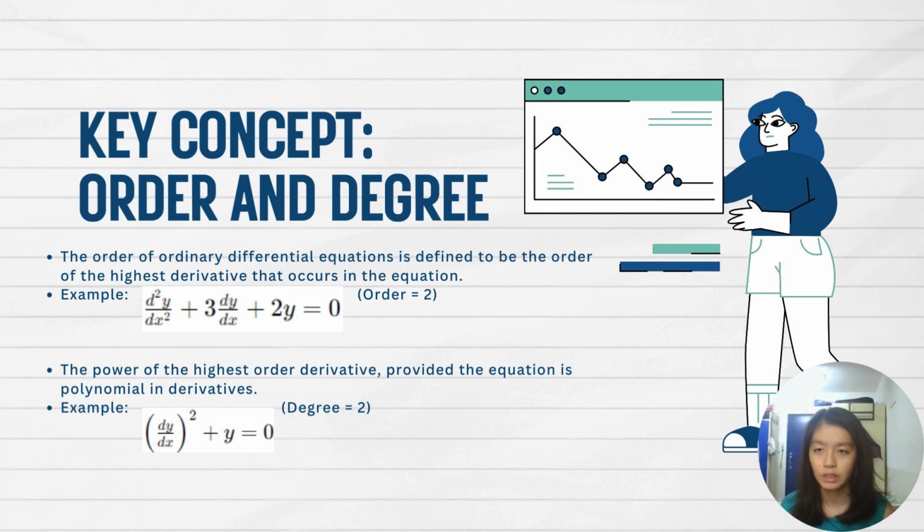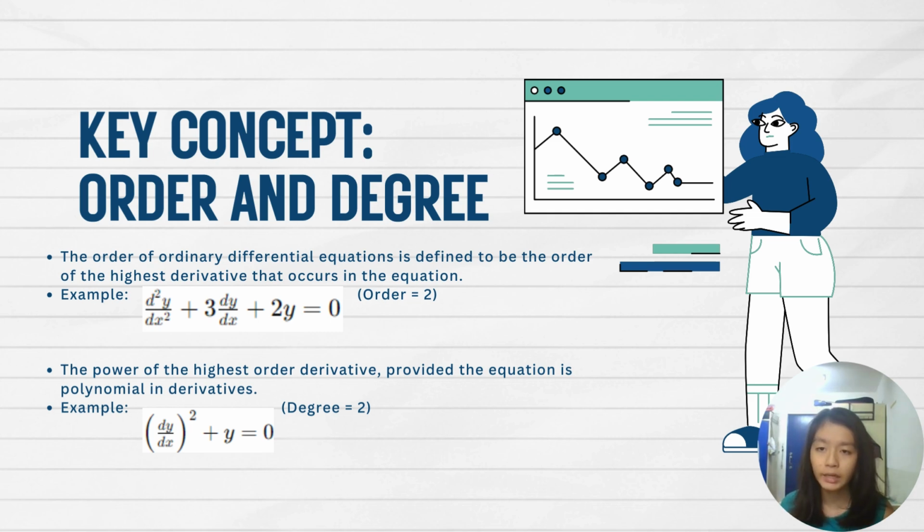So let us continue with the key concepts, order and degree. The order of a differential equation is defined to be the order of the highest derivative that occurs in the equation. So we have an example: d squared y over dx squared plus 3 times dy over dx plus 2 times y equals 0. The highest derivative will be d squared y over dx squared because we have differentiated y twice. So the order of this equation is 2, because the highest derivative is d squared y over dx squared.